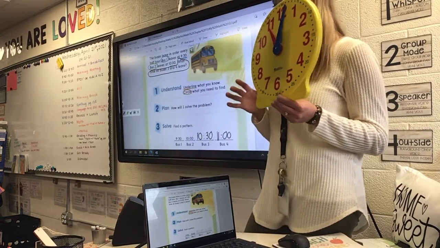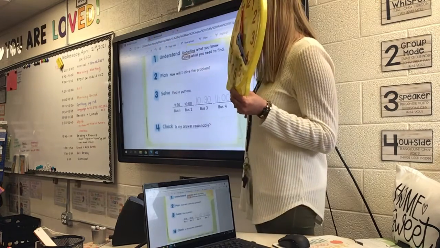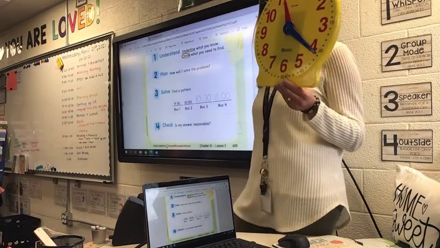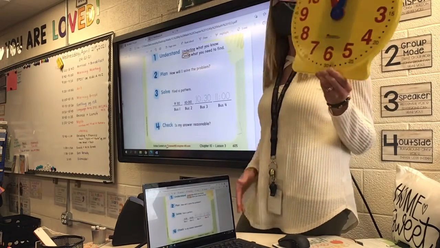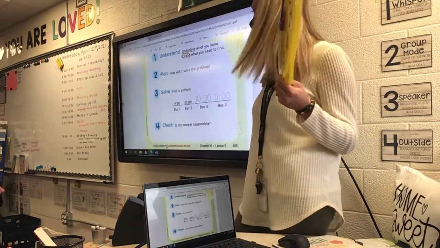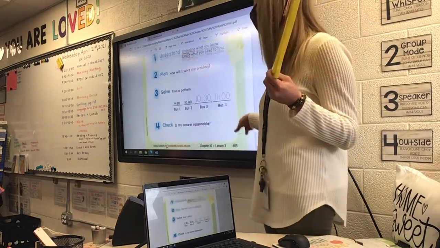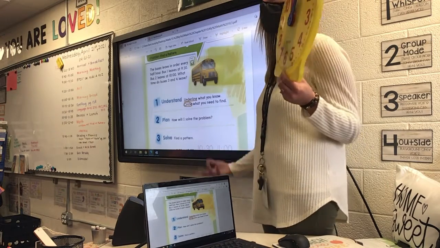Okay? Let's check. Number 4, step 4. After we solve the problem, check it. Is my answer reasonable? Does it make sense that a bus would leave at 11? Yeah? 30 minutes. A bus could leave. It's not usually, but this looks like a school bus, but maybe they could be talking about a different kind of bus too.